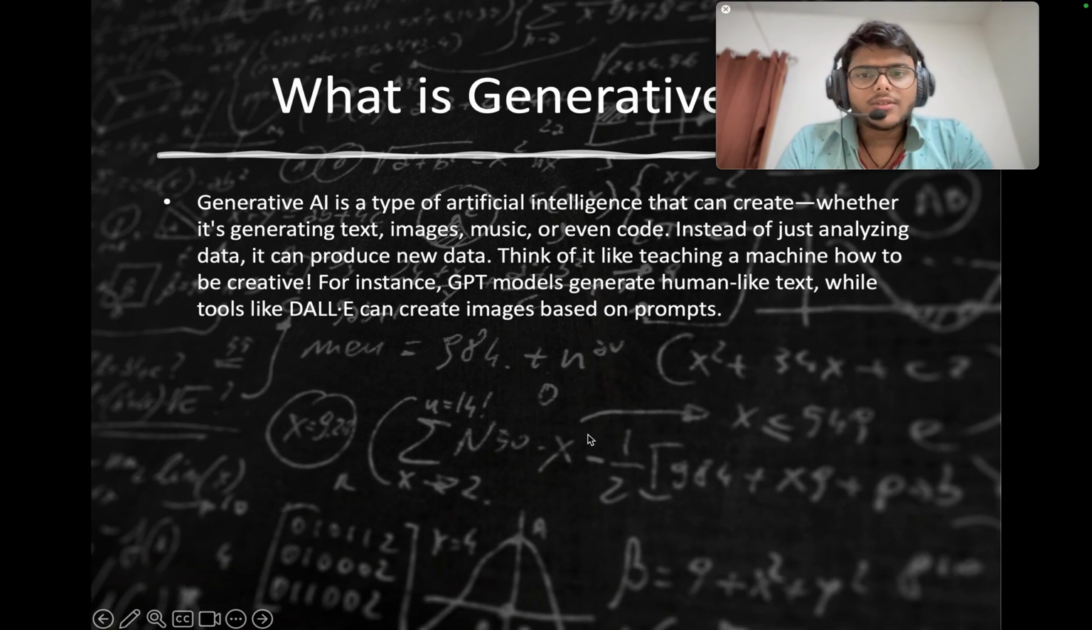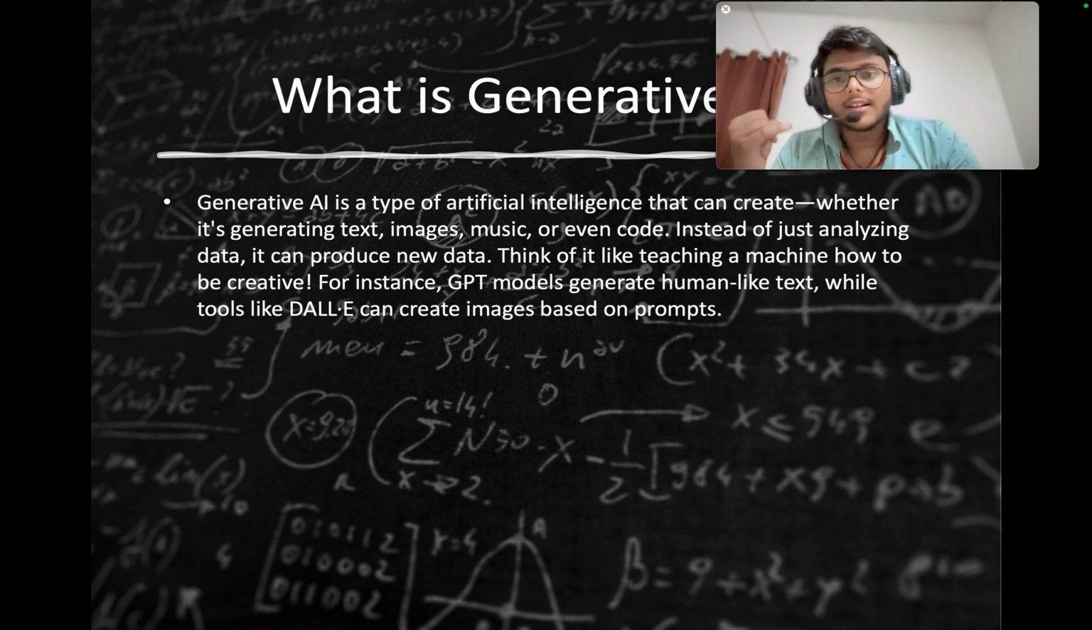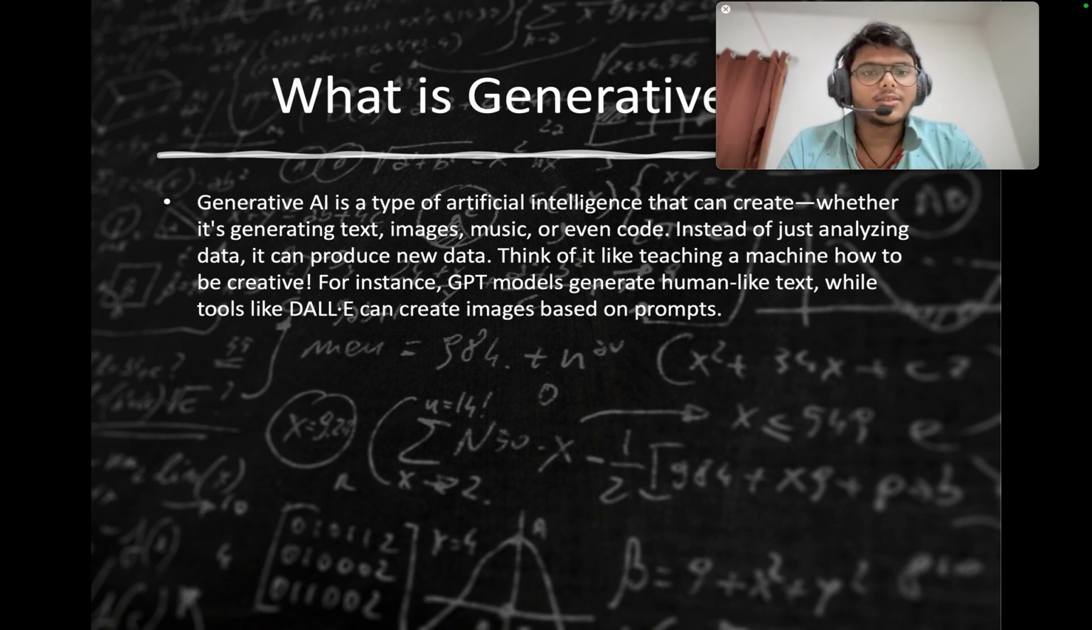Generative AI is a type of artificial intelligence that can create, whether it's generating text, images, music, or even code. That's what I explained to you earlier. What does ChatGPT do? You give it a prompt, and it gives you in response the code or image or music or text, whatever you want. You say, give me the code for solving the palindrome problem, and it will give you the palindrome code, right?